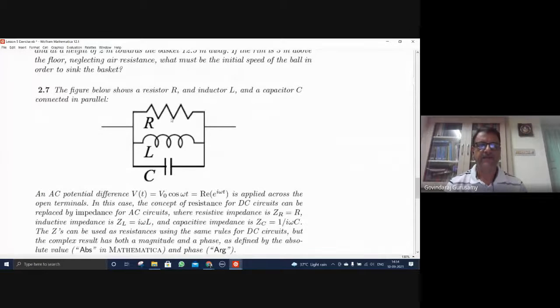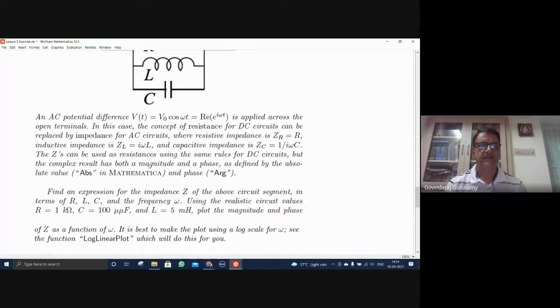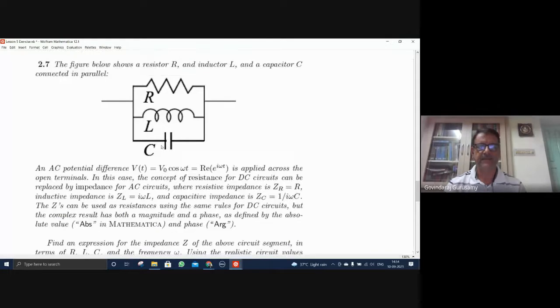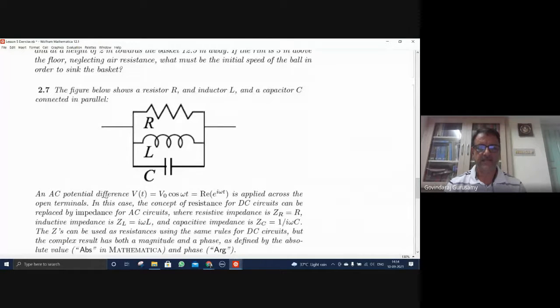Next is another interesting problem. Now, the figure below shows a resistor R, inductor L, and a capacitor C connected in parallel. You can see 3 of them are connected in parallel. An AC potential difference V of t equal to V0 cos omega t, which is equal to the real part of V0 e to the i omega t, is applied across the open terminals. With this we're going to connect an AC.